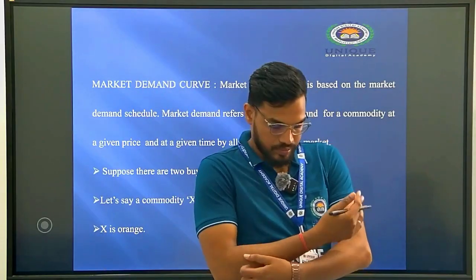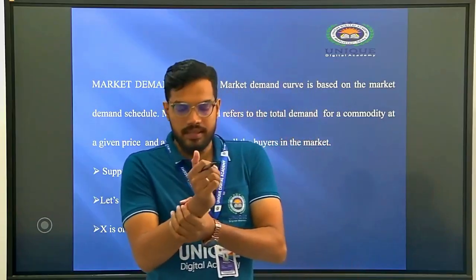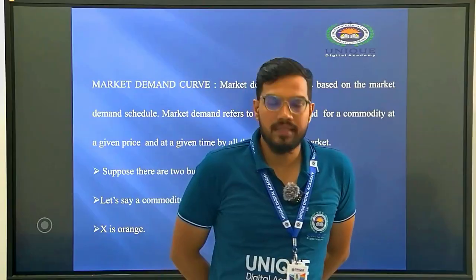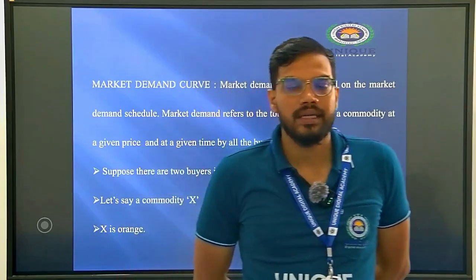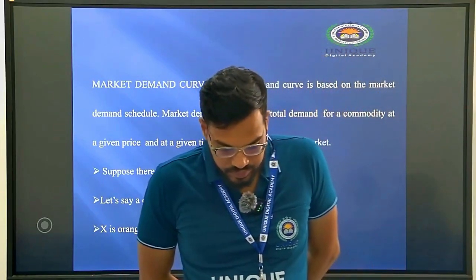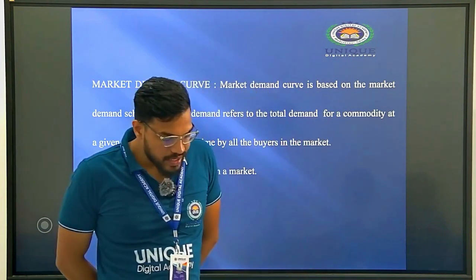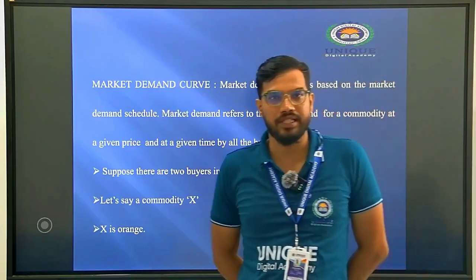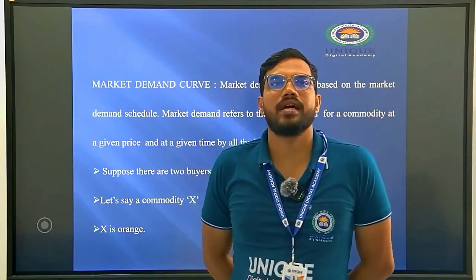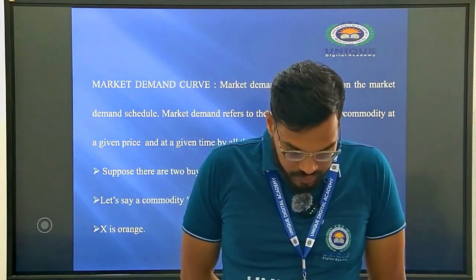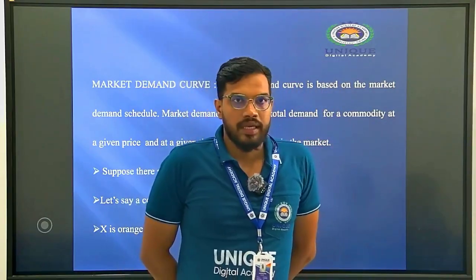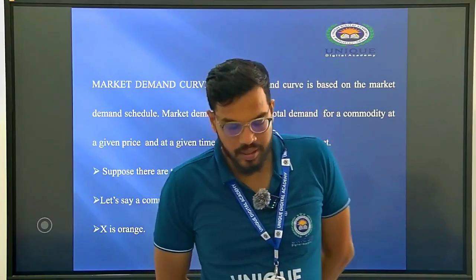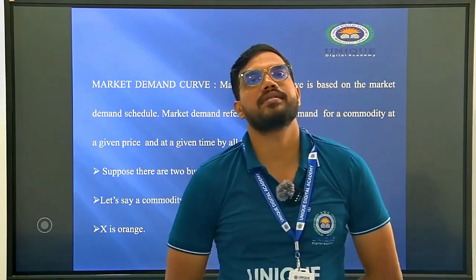So last class we had already discussed demand, law of demand, determinants of demand. So the law of demand states that other things remaining constant, there exists an inverse relationship between price and quantity demanded of a product. It states that when price of a product increases, the demand for that product declines and vice versa.